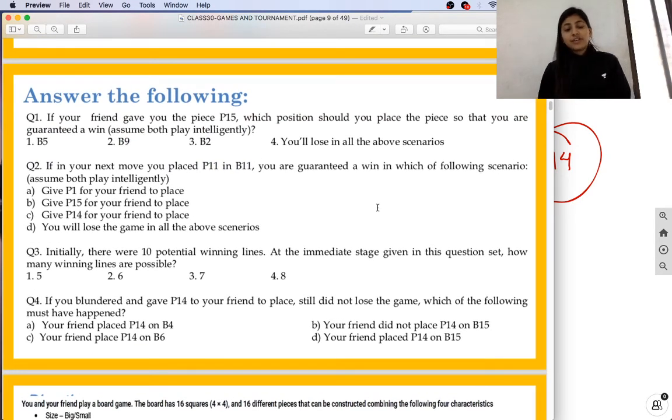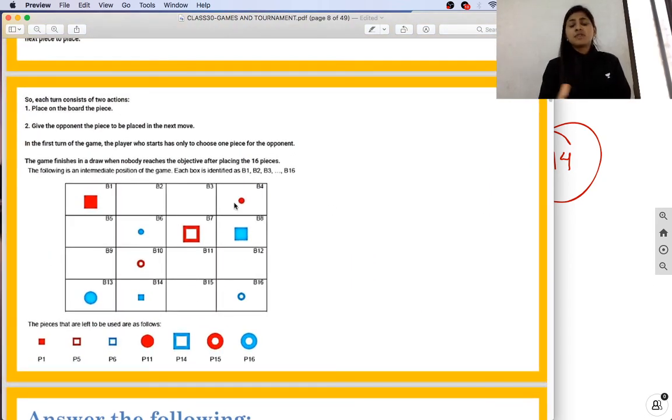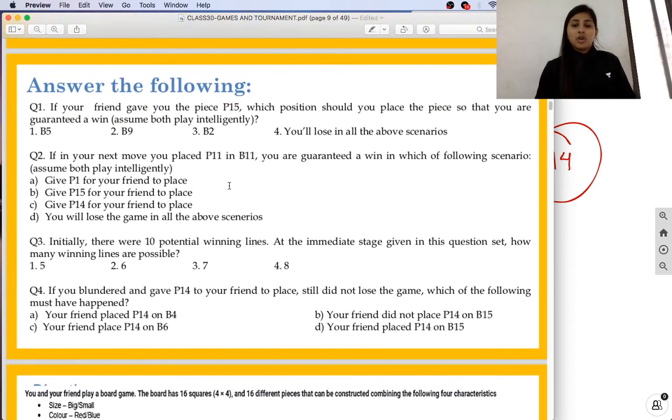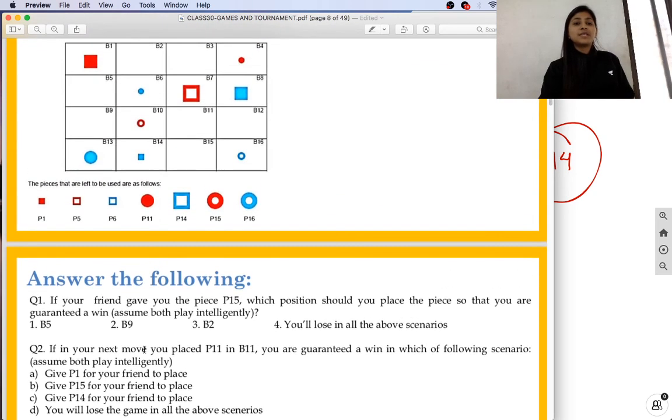Option A, your friend placed P14 on P4. If he would have done that, no, it's not even possible because another piece is already there on B4. Your friend did not place P14 on B15. Your friend placed P14 on B6. That is also not possible. There is already a piece on B6.